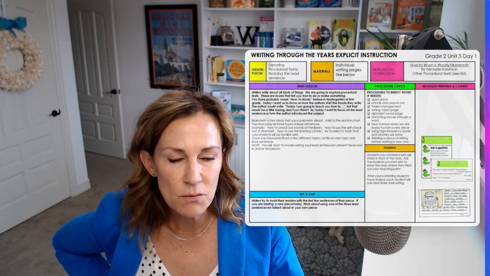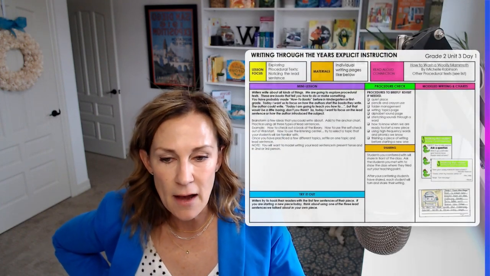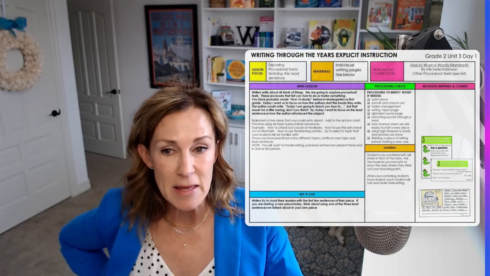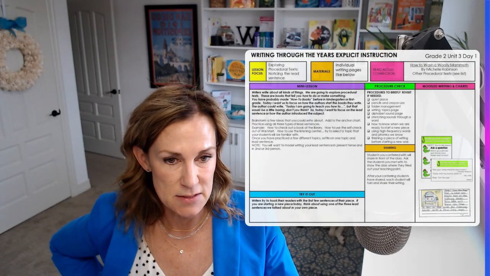All right, procedural writing. So we're going to be talking about how to do things. This is going to be exploring and noticing, and this particular one is going to be talking about lead sentences. So you're going to start to notice that with each unit we're going to be talking about starting things off strong, and then as we continue through the units, we're going to be talking about ways to end writing pieces strong as well.